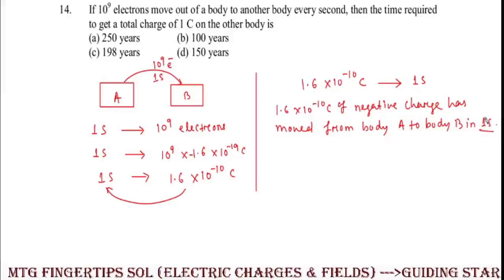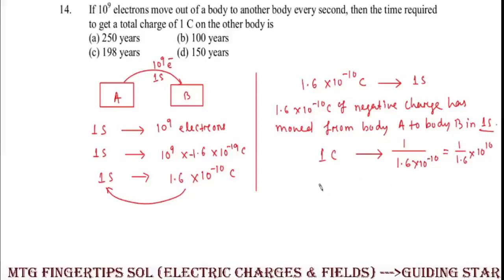Clear? So in 1 second, this much charge has moved. Then 1 coulomb of charge will move from body A to body B in how many seconds? So it will be 1 upon 1.6 into 10 to the power minus 10, that is 1 by 1.6 into 10 to the power 10. Clear?